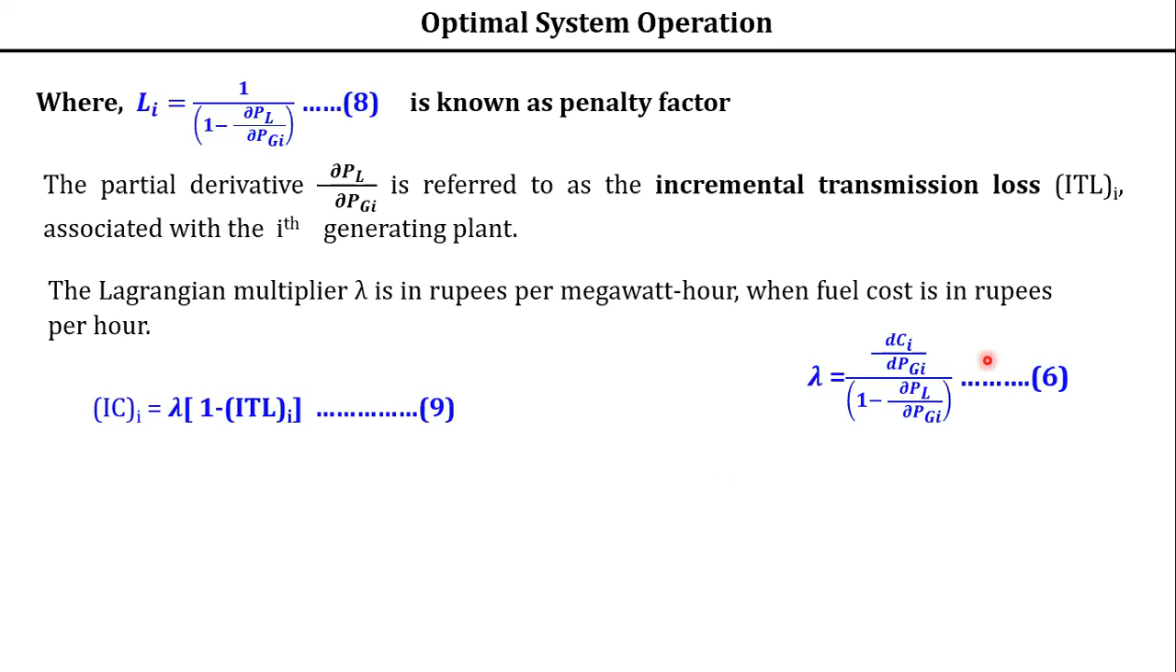Lambda is constant for all PGi? No, see, lambda will change. Understood? Lambda is a Lagrangian multiplier. Here in this case it is different, whereas in case 1 it is all equal to lambda. That's what we have seen, isn't it? So here in this case, depending on your generation, the lambda value will change.